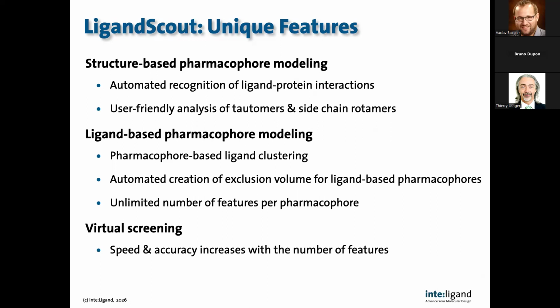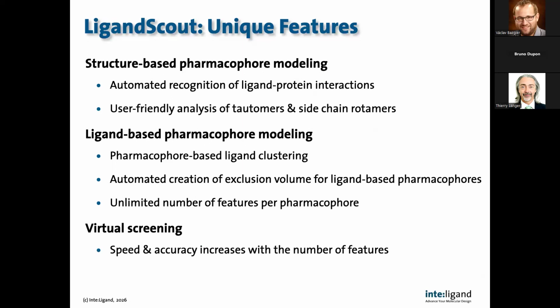Then, apart from structure-based modeling, you can have ligand-based modeling. You don't need the structure of your target, you just need active ligands, and you can automatically generate ligand-based pharmacophores by doing conformational analysis and overlaying the ligands on top of each other. You can do pharmacophore-based clustering of your data set to generate very meaningful pharmacophore models. You don't have an upper limit of features. You can have several features per atom.